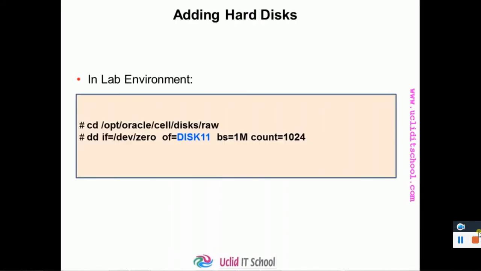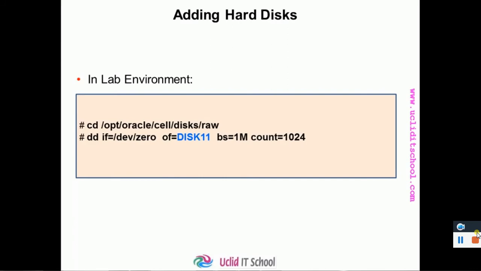Now in the lab environment, you are going to mimic a scenario where you are adding an additional hard disk. In real hardware, you will never add an additional hard disk. Every storage server has 12 hard disks. Those are fixed. In real time, a disk may fail and you will replace it, but you will never add a new additional hard disk. So in the lab, we are somehow imitating that, adding a new hard disk.